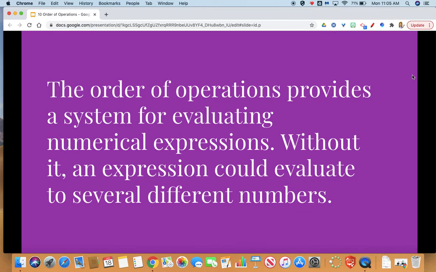The order of operations provides a system for evaluating numerical expressions. Without it, an expression could evaluate to several different numbers. That's just a fancier way of stating what we just talked about. A problem could have many different answers if you solve it in different orders. So we use our order of operations to evaluate an expression so we all get the same answer.